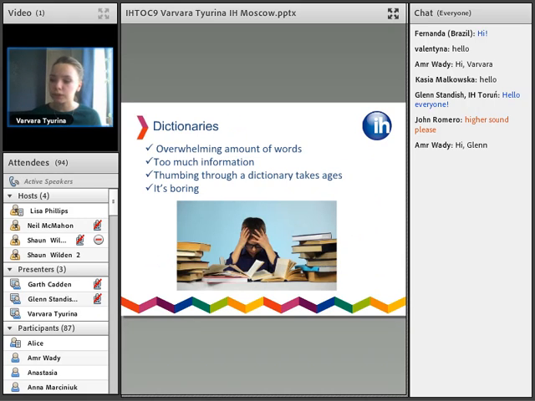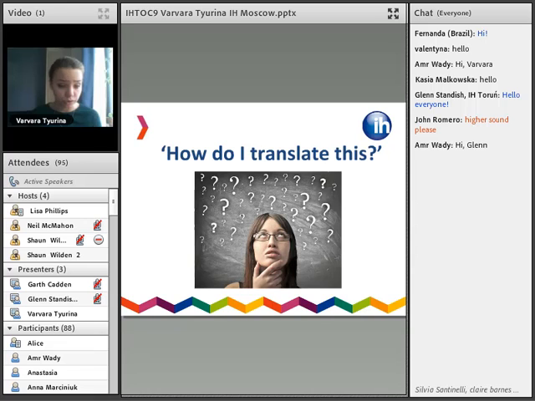When people hear the word dictionary, they usually associate it with a very, very big book with a lot of words, with an overwhelming amount of information, most of which you don't need. And then it takes you ages to find the word that you actually need, and the whole process gets really, really boring. So whenever a student needs to translate something, he comes to the point when he needs to choose the tool he's going to use to find the right translation.